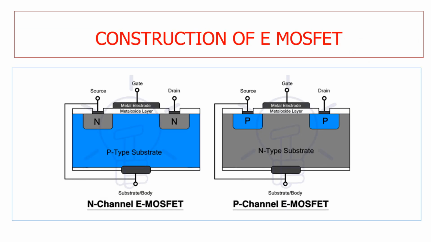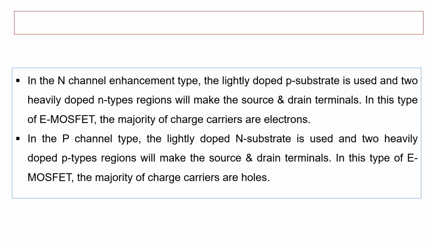With the P-type substrate and the N-type substrate, this is a symbol diagram representing the metal electrode. This is your contact, this is your silicon dioxide layer, and this is for N-type, and this is for P-type.